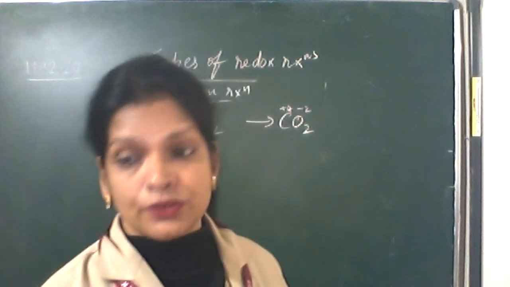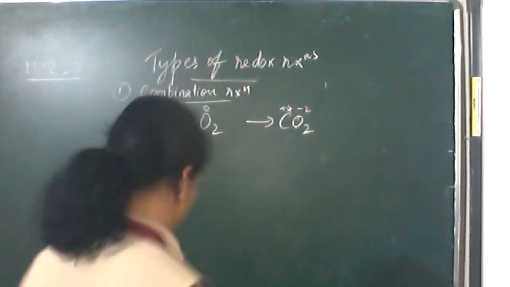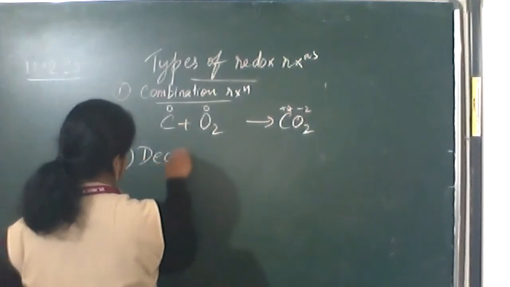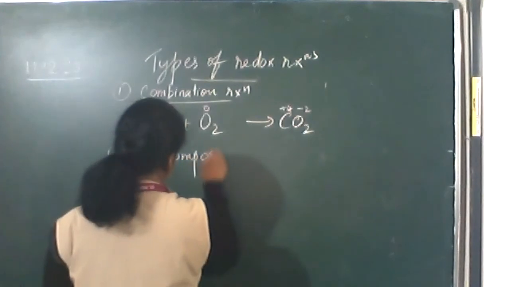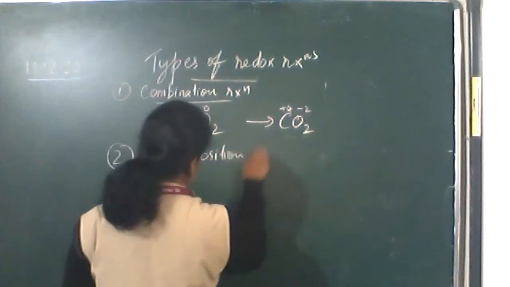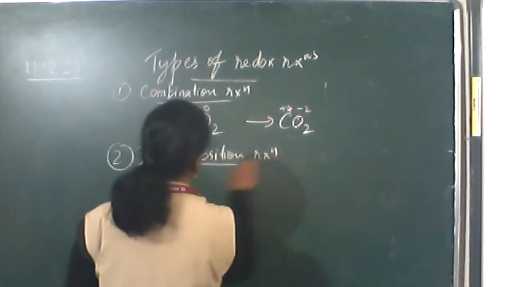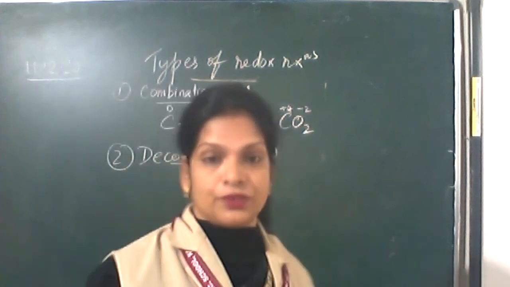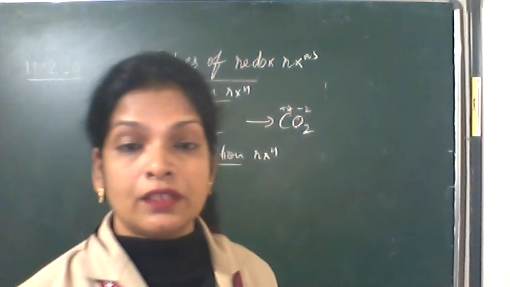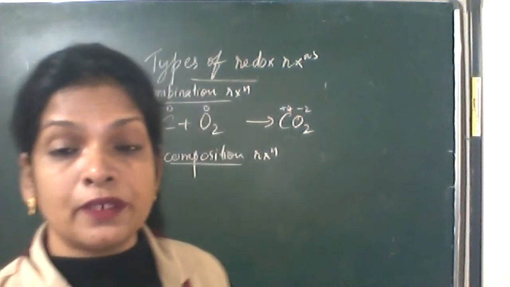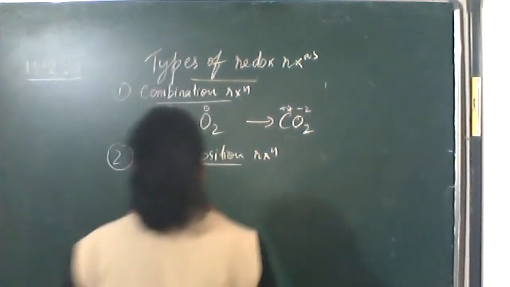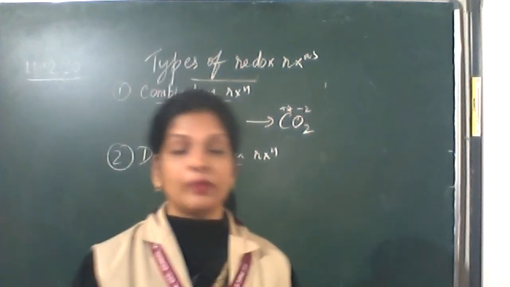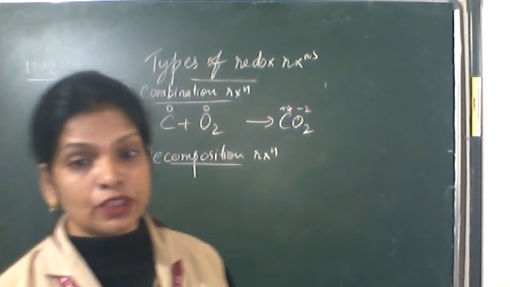Number 2, decomposition reaction. It means one thing is getting decomposed. Here, at least one of the products should be in the elemental form, and elemental form means 0.